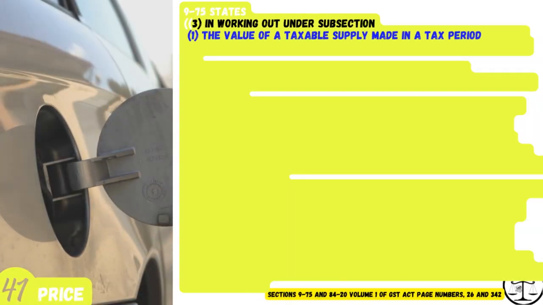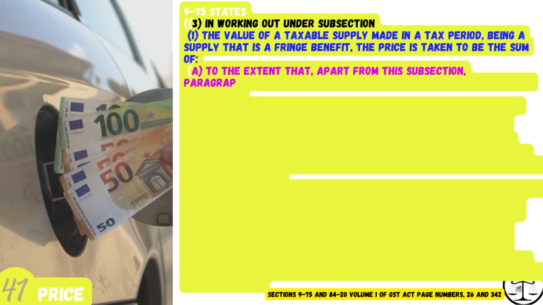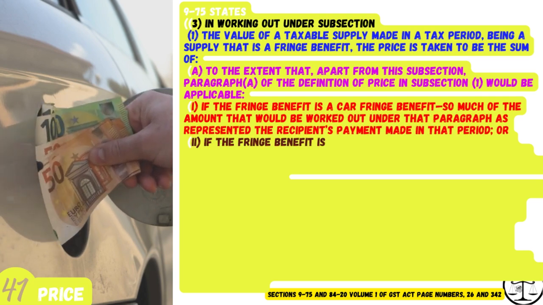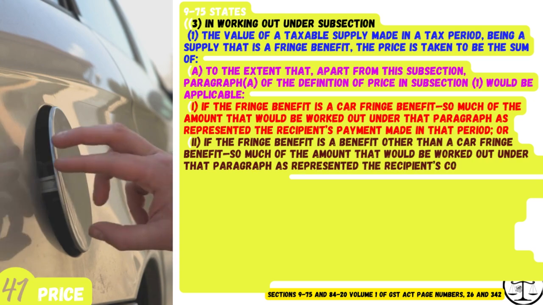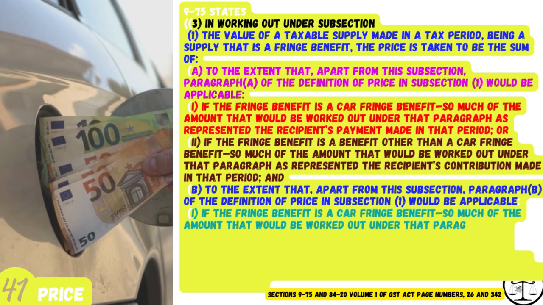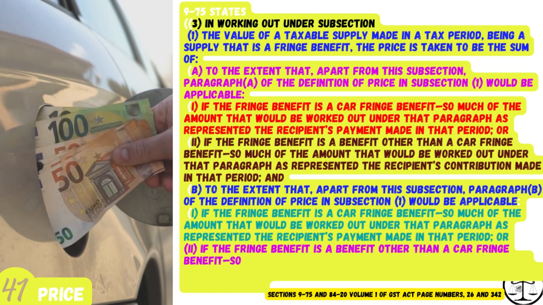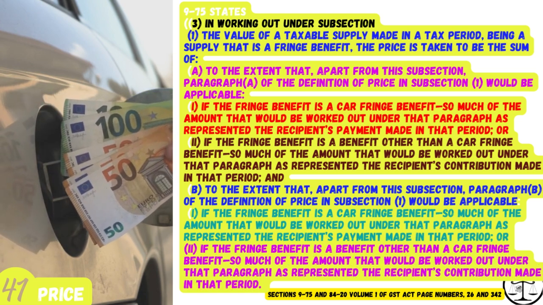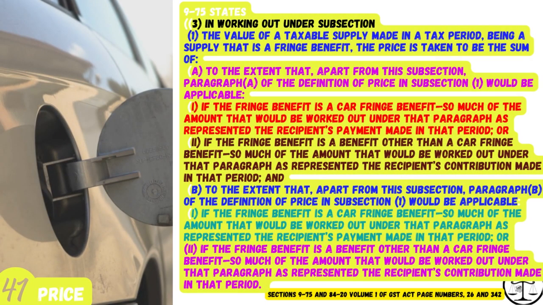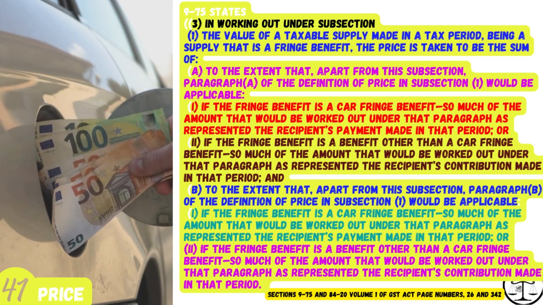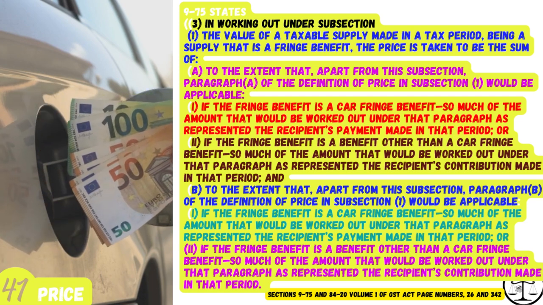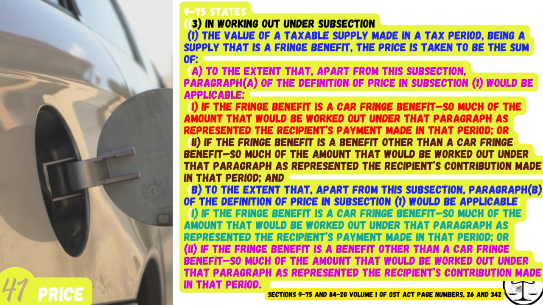3. In working out under subsection 1 the value of a taxable supply made in a tax period, being a supply that is a fringe benefit, the price is taken to be the sum of A. to the extent that, apart from this subsection, paragraph A of the definition of price in subsection 1 would be applicable, 1. if the fringe benefit is a car fringe benefit, so much of the amount that would be worked out under that paragraph as represented the recipient's payment made in that period, or 2. if the fringe benefit is a benefit other than a car fringe benefit, so much of the amount that would be worked out under that paragraph as represented the recipient's contribution made in that period.